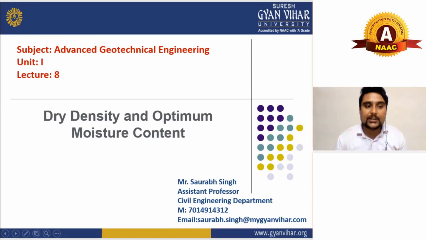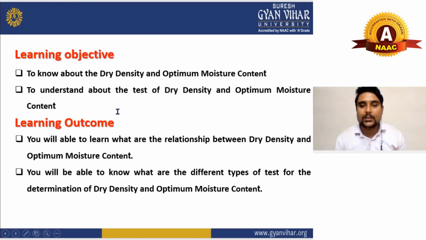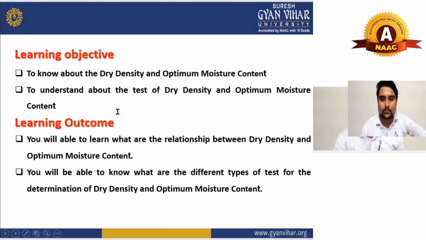Now come to our learning objective and learning outcome. The first learning objective is to know about dry density and optimum moisture content. The second is to understand the test of dry density and optimum moisture content. Because if you are doing civil engineering, you should have an idea of the use of dry density and optimum moisture content in soil engineering. When we do the compaction of any soil sample, we need to find the optimum moisture content of that soil. That is very important.